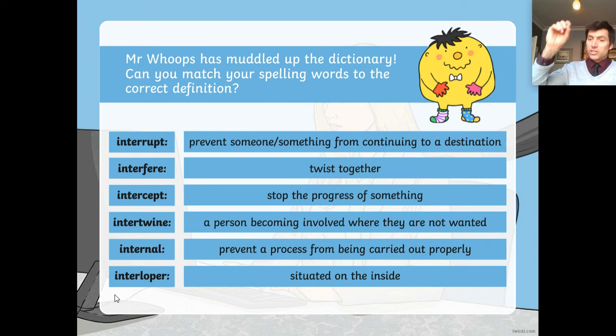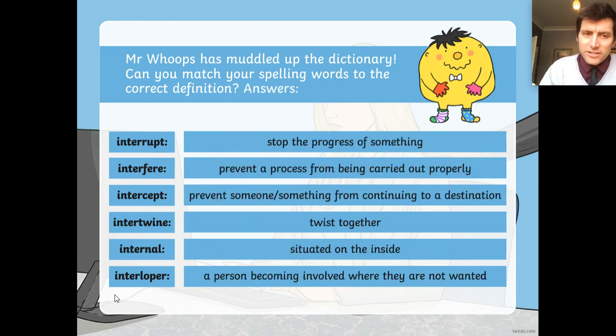What I suggest you do is just write down 1, 2, 3, 4, 5, 6, and then write the correct word for each of the definitions. So what is prevent someone from continuing? What is twisting together? What is the process of stopping the progress of something? What does it mean when somebody's involved where they're not wanted? What does it mean if you prevent a process from being carried out properly? And what is it with something situated on the inside? Pause the video.